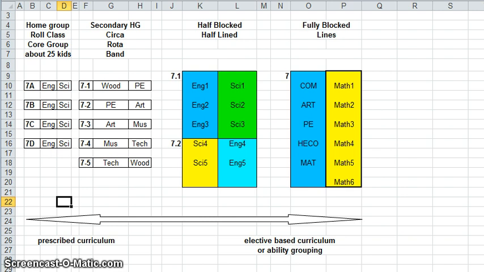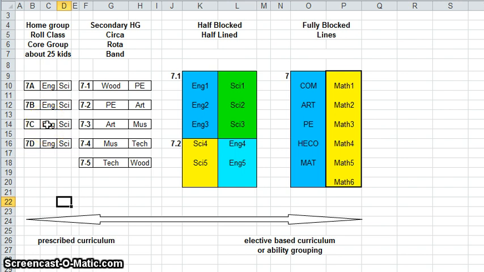So on the left of the continuum is a primary school type model where the kids are divided up into core groups. So in this case, we've got a 7A, 7B, 7C and 7D. So we've got four groups of probably 25 kids. And those kids stay together, in this case, for their English and science. So these English and science classes and their teachers are independent from the other classes.